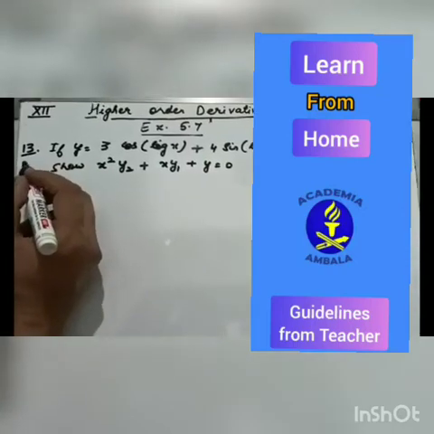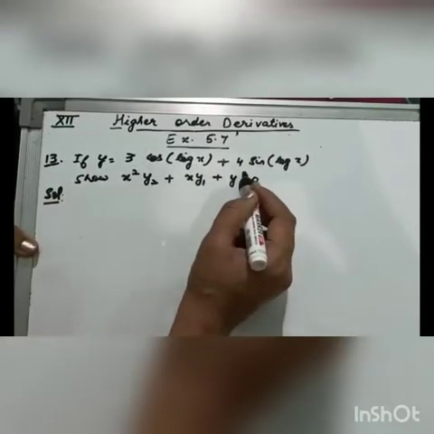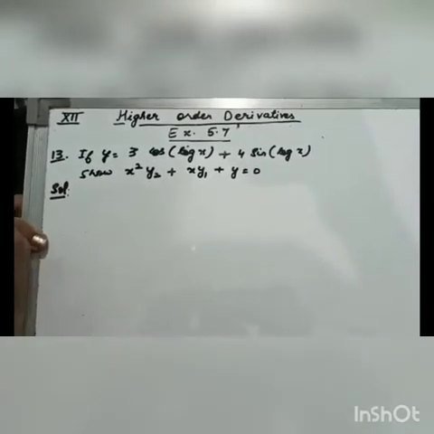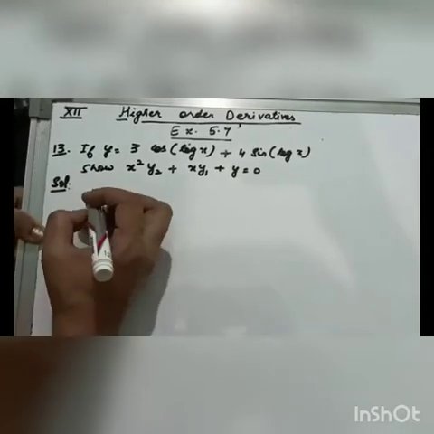Next question is question number 13. If y is equal to 3 cos log x plus 4 sin log x, show that x square y2 plus x y1 plus y equal to 0. So again we start with the first order derivative.